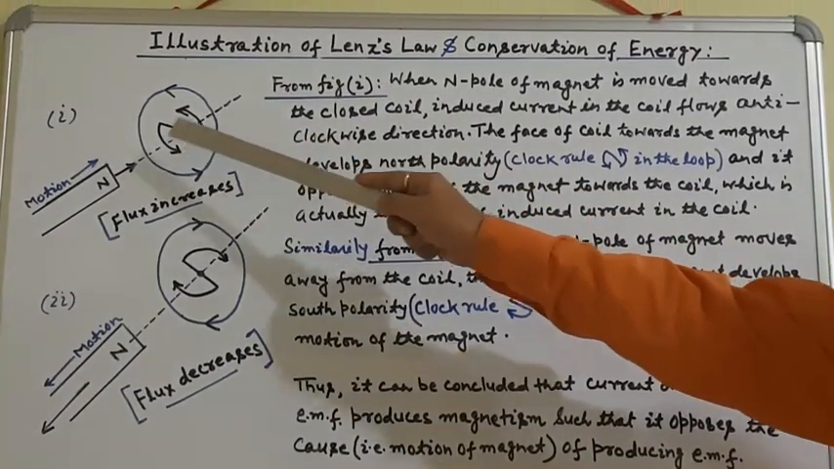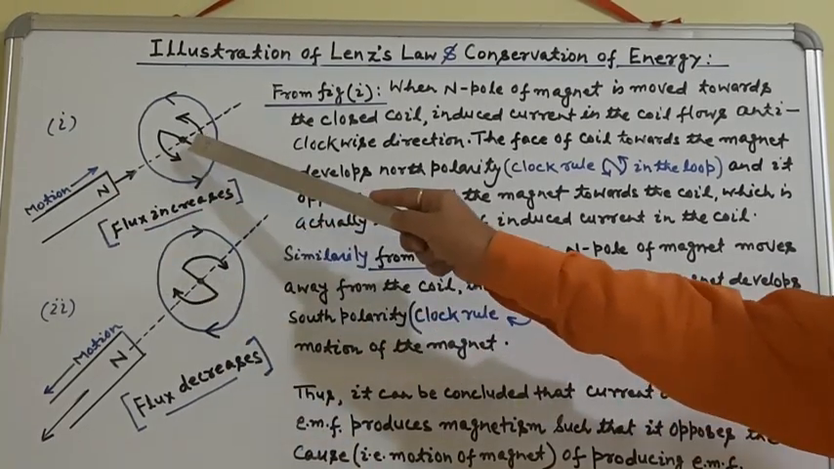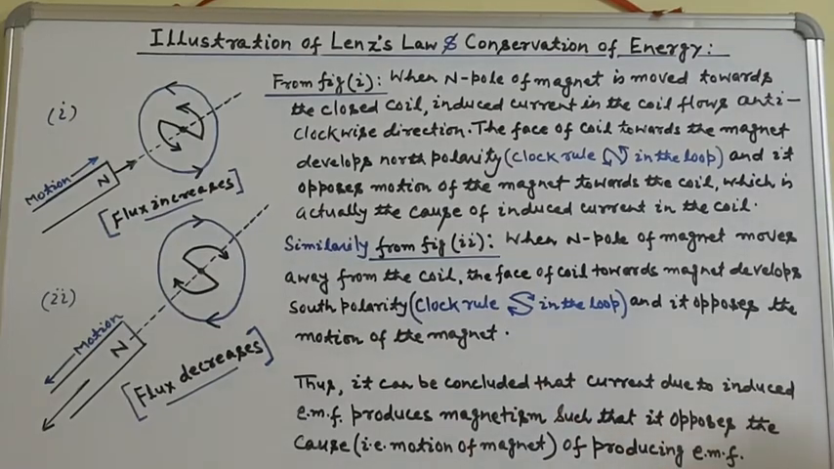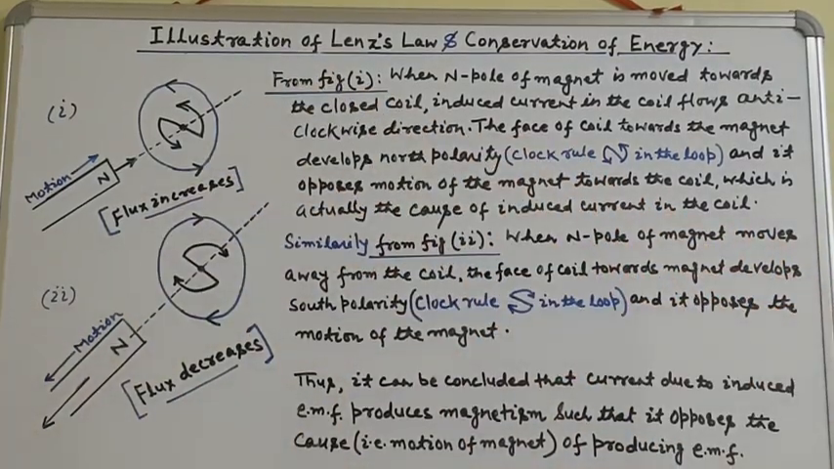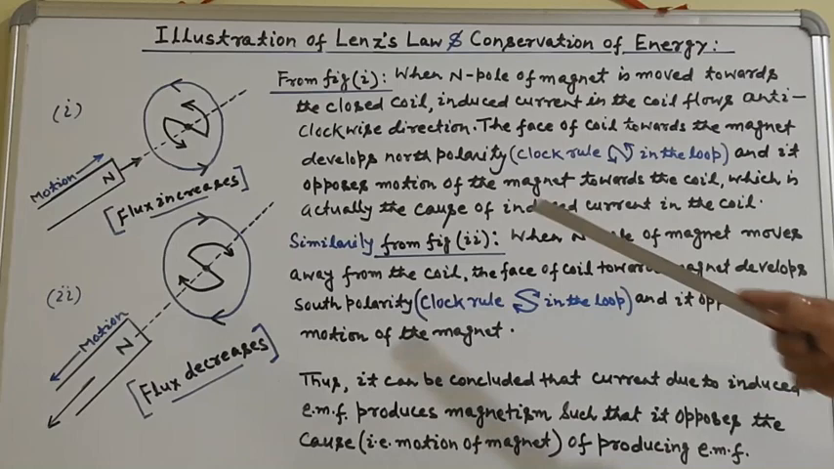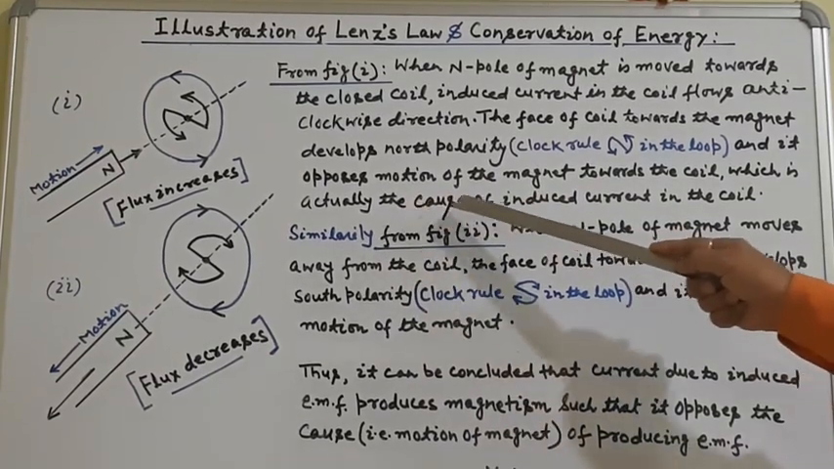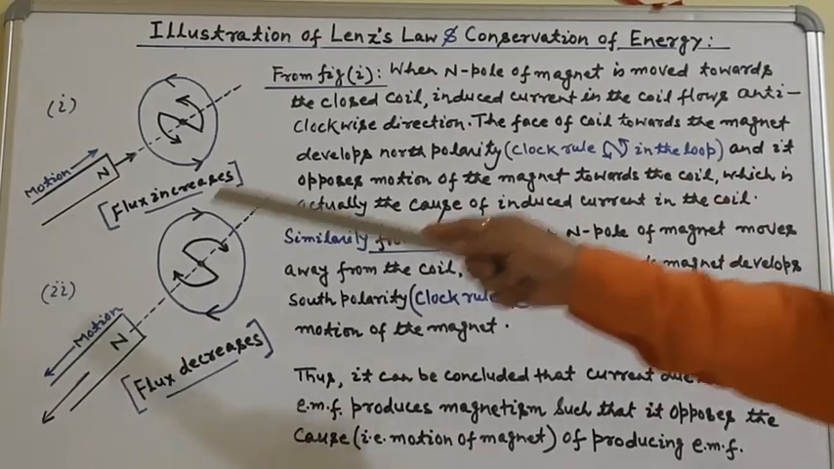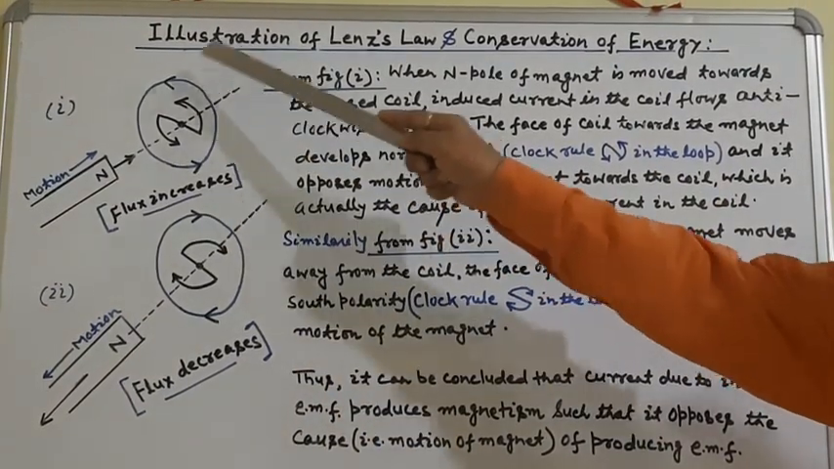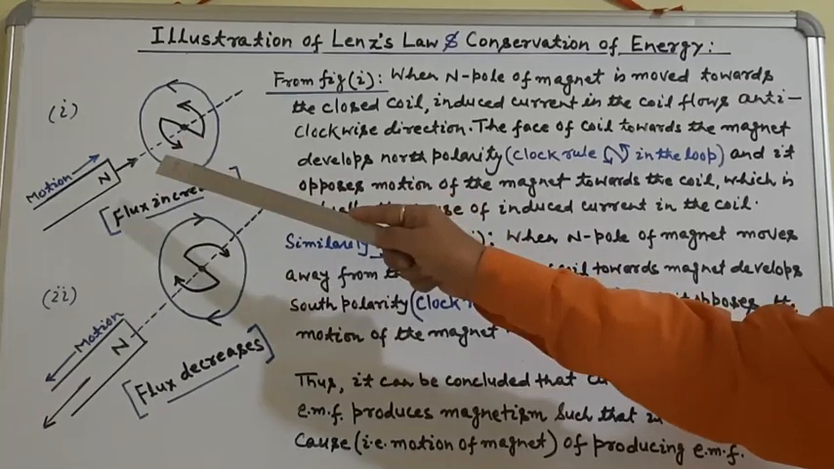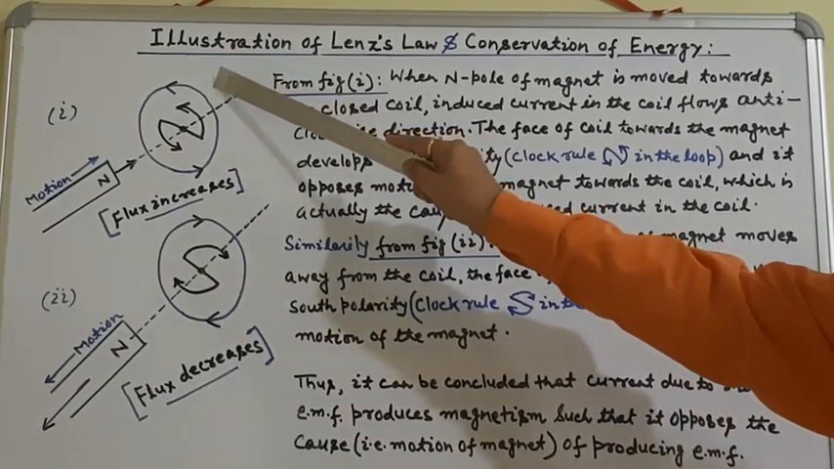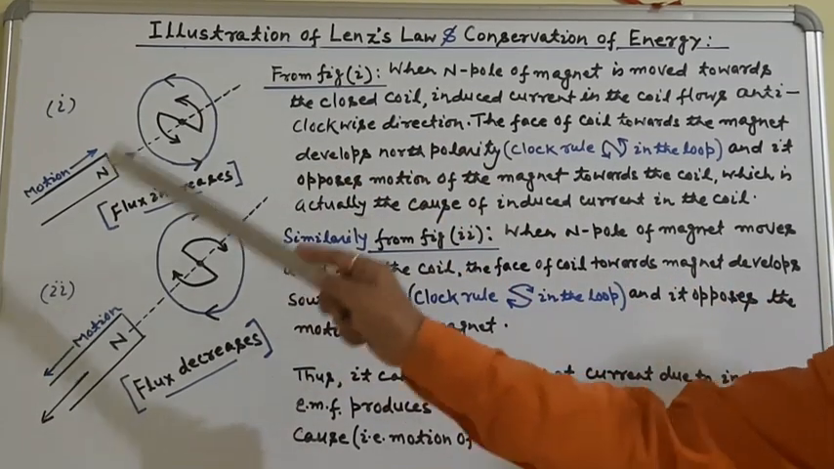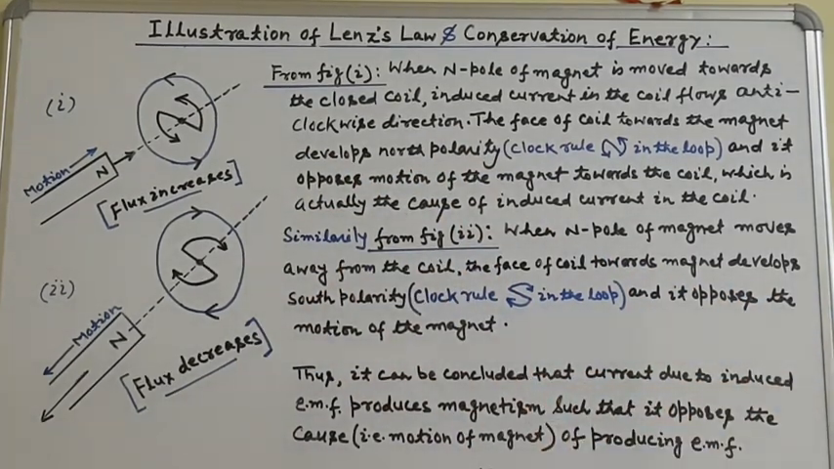Because north pole is developed, and here the north pole is going towards the coil, this north pole of the coil will repel the magnet away. So motion will be opposed. Therefore, this motion of the magnet is the basic cause of induced current in the coil, and as soon as the current is induced, north polarity is developed, and this north pole opposes the motion. This is Lenz's law.